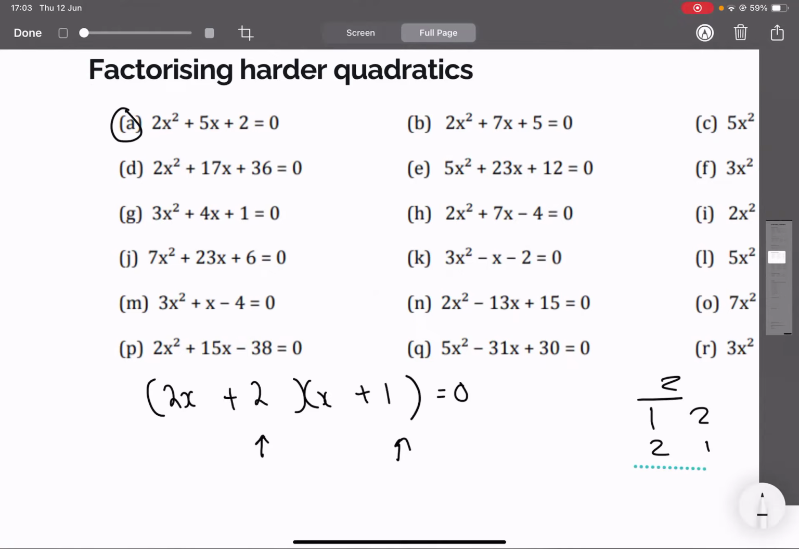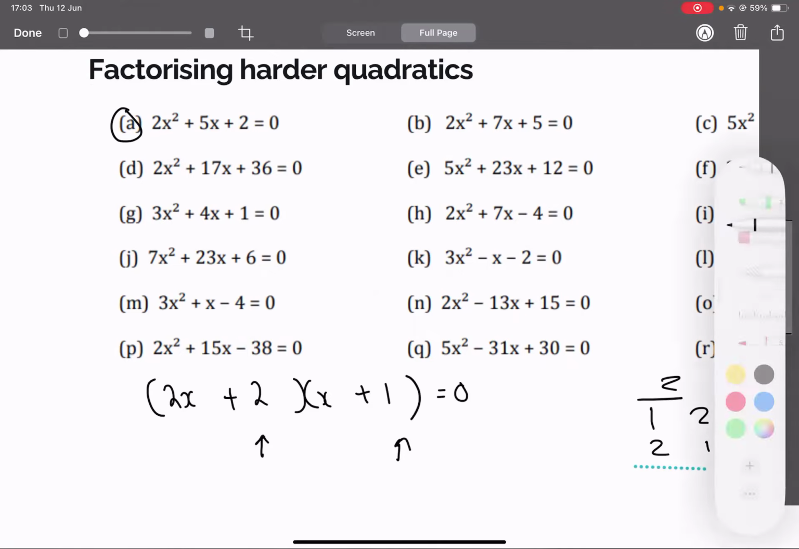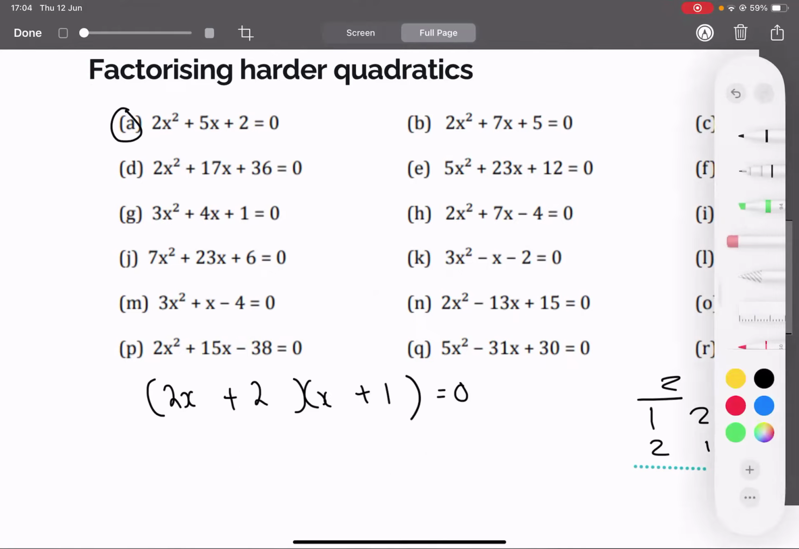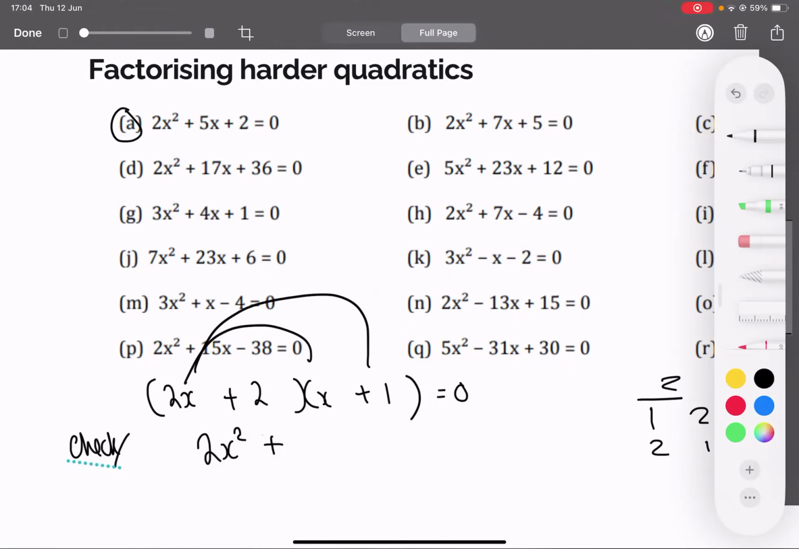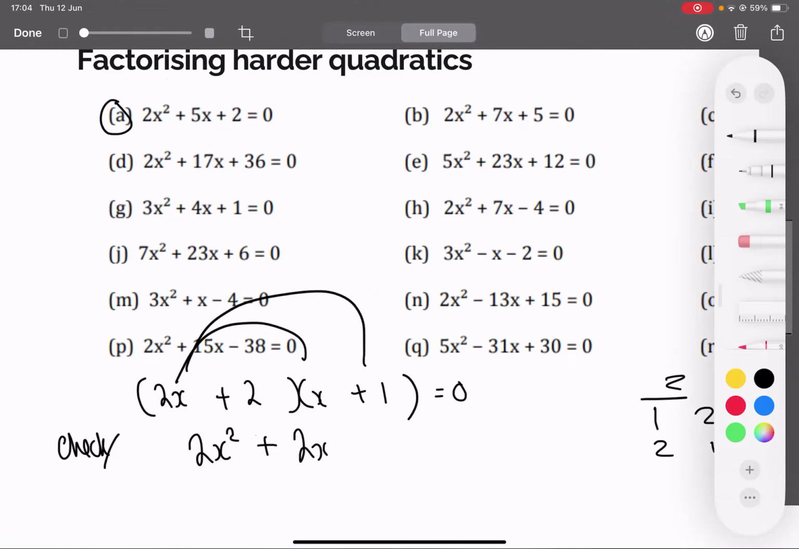How would I check if this is correct? Expanding the brackets. Check. So it'll be 2x squared plus 2x, 2x again plus 2. Wrong. Yeah. Then we just change it and put the other one. You can write it again if it's in an exam, or you could just change it. It's up to you. You don't really get any working out marks for all of that.